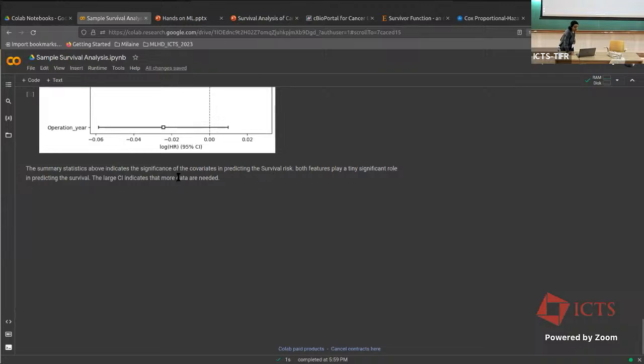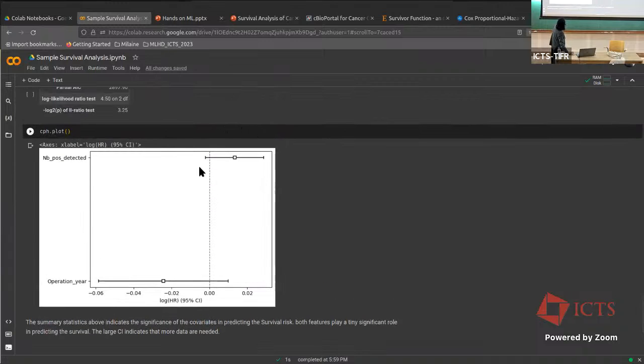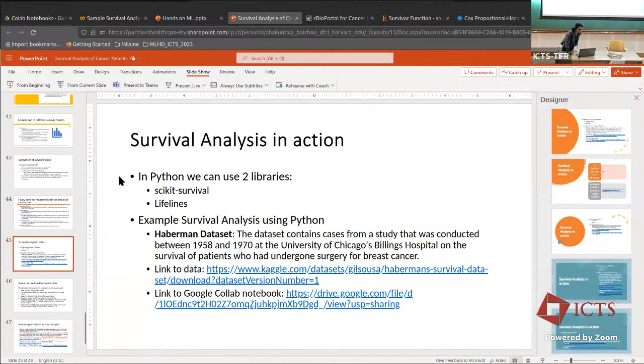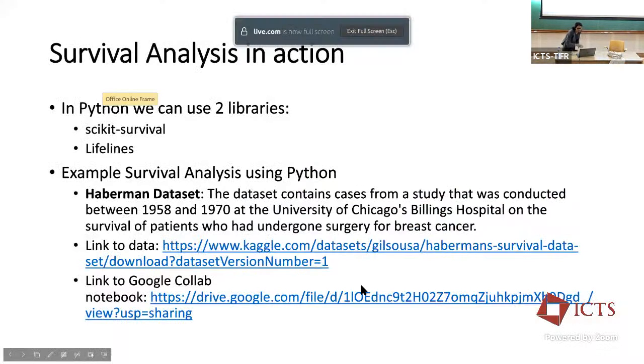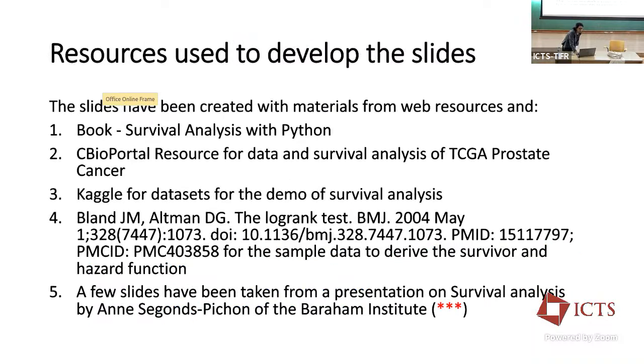Okay. So the summary statistic above indicates the significance of the covariates in predicting the survival risk. Both features play a tiny significant role. However, you'll see that this one has a higher coefficient. So this is a very simple model for the survival analysis. But of course, I've given you a bigger data set, so you can practice that in your own time using this template that I'm going to share with you.